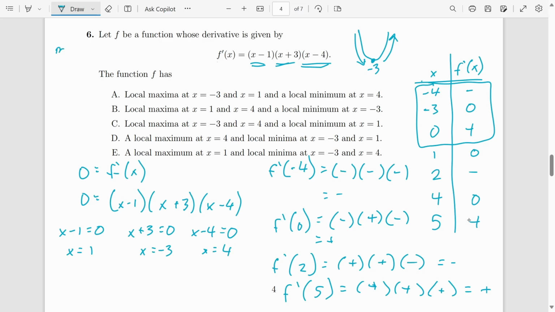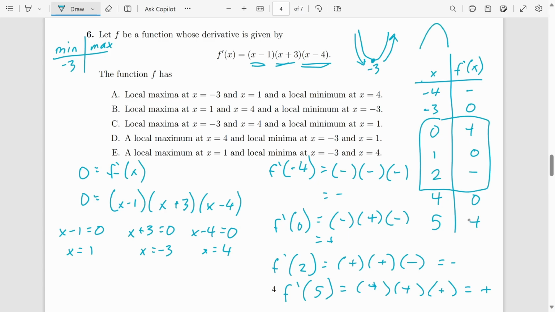So let's put min and max. Let's put negative 3 under the min. Next, we have the critical point x equals 1. This is the opposite case. Since we have positive 1 up here, the slope on the left is positive, but the slope on the right is negative. Because of that, we have a local maxima. So we'll put a 1 under the maxima.